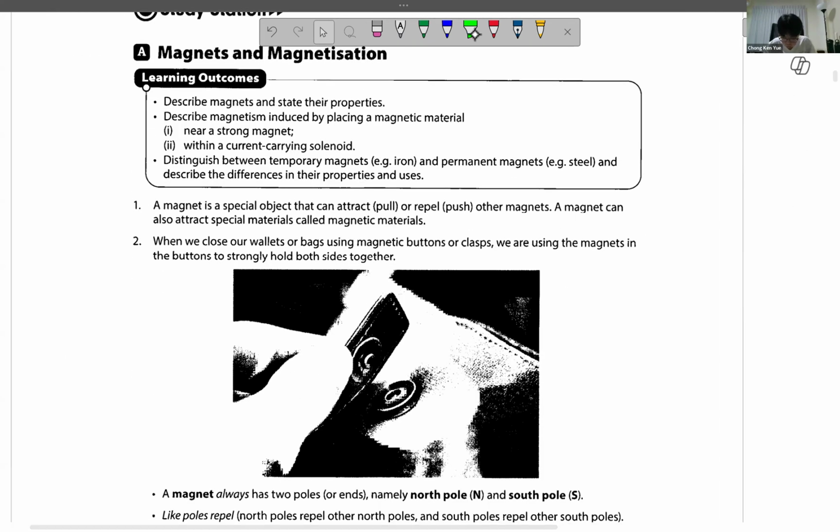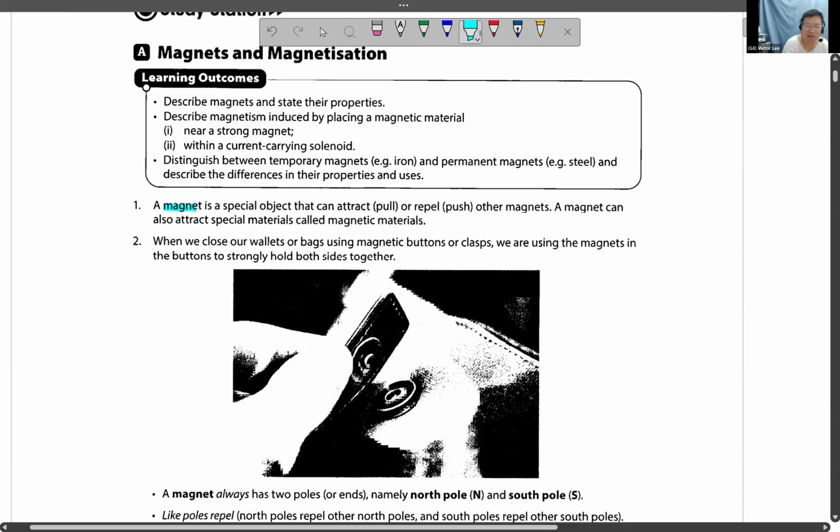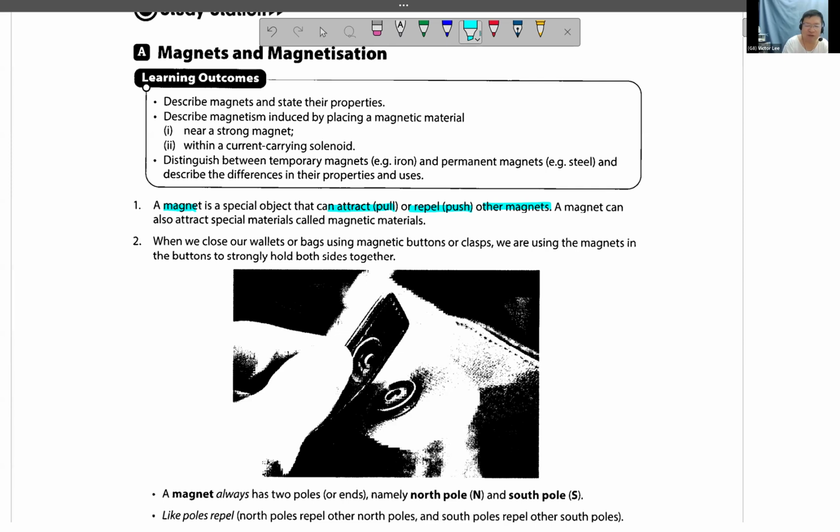So what's a magnet actually? A magnet is a very special object. It has this magnetic force. So a magnet is a special object that can attract or repel other magnets, and it can always attract magnetic materials. Magnetic material has no pole, so regardless of which pole of my magnet, I can still attract the magnetic material.